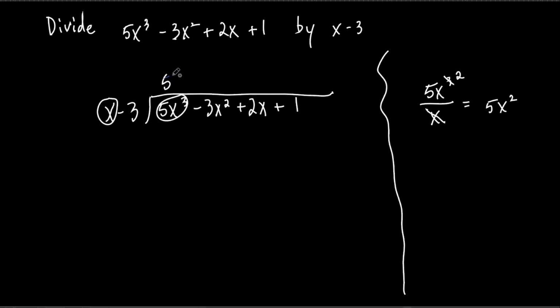Okay, so I go 5x squared. Say it again. I can't hear you. I got bad hearing. Say it again. No? Okay.